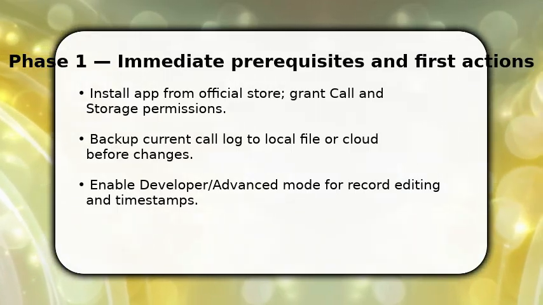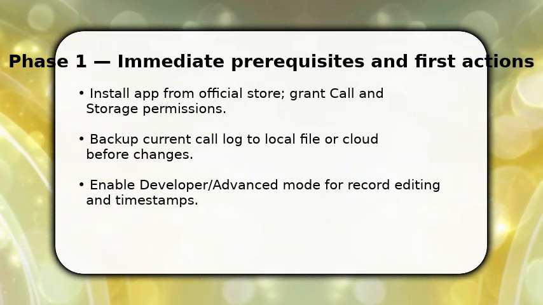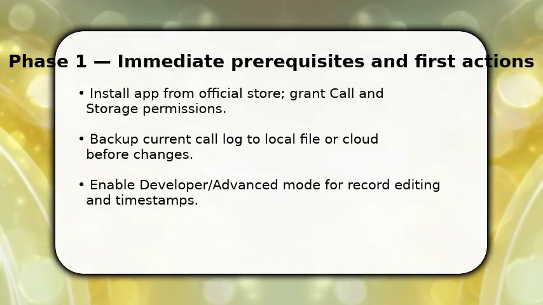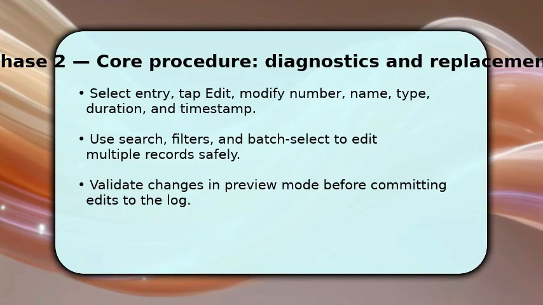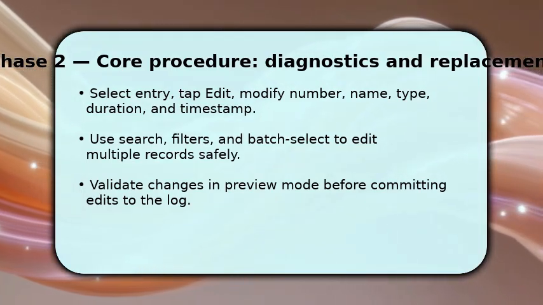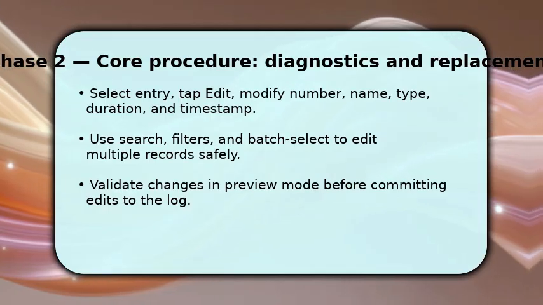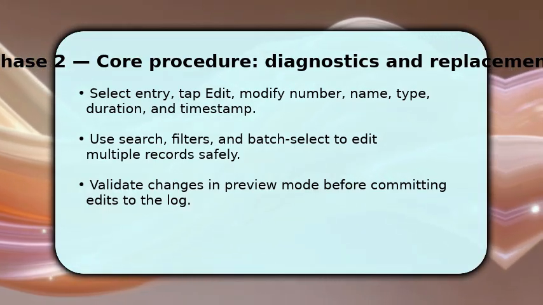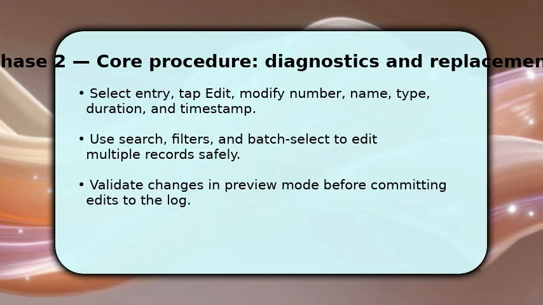You'll now perform the detailed edits. Select an entry and tap Edit. Change the number format, contact name, call type, duration, and timestamp when needed. Because multiple entries may be similar, use the app search and filters to isolate groups, then use Batch Select to change many records at once.